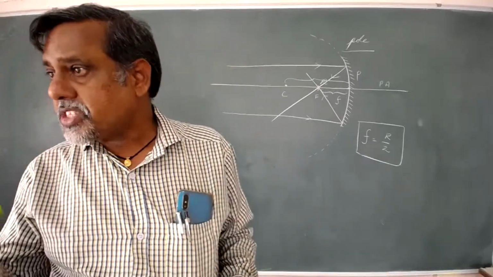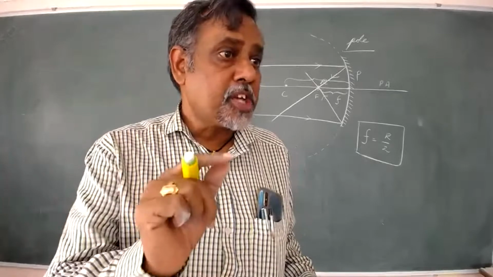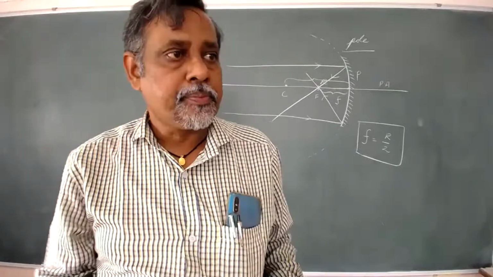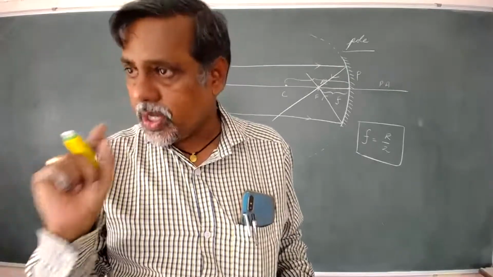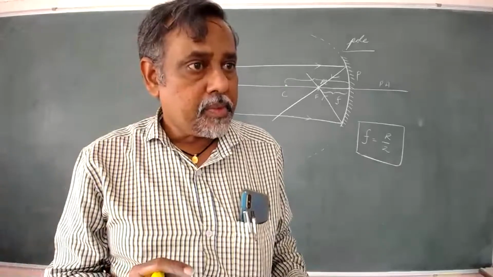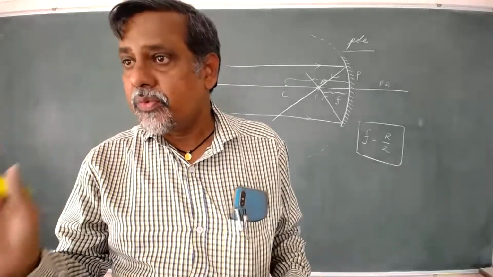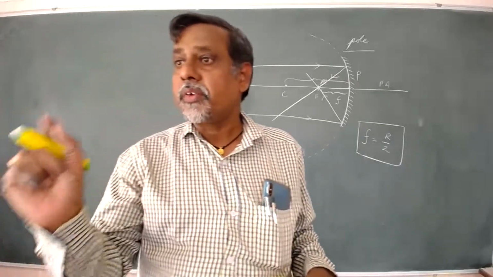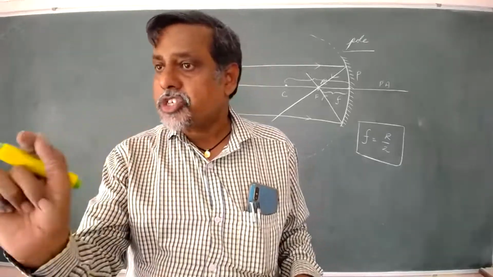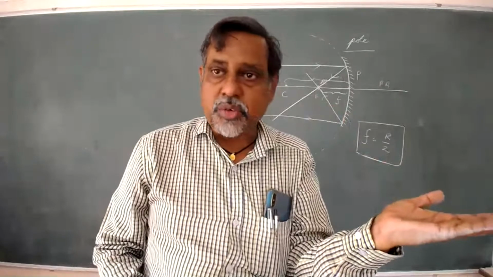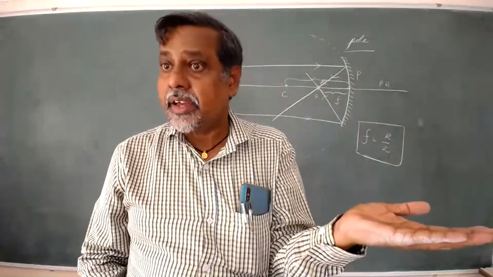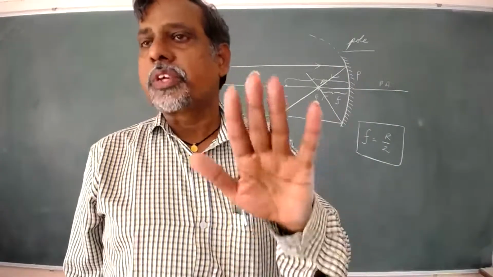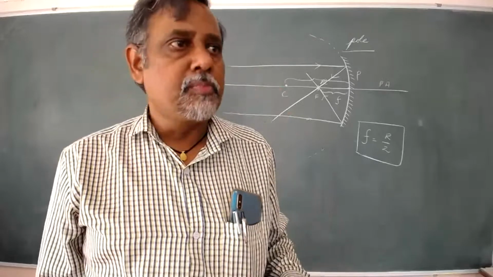When the object is between the center of curvature and the focus, the image will be formed beyond the center of curvature, which is real, inverted, and enlarged, which is magnified. When the object is at the focus, the image is formed at infinity, which is real, inverted, and highly magnified. Okay, when the object is between the focus and the pole, the image is formed on the other side of the mirror, which is virtual, erect, and enlarged. So these are the image formations by a concave mirror, different cases.